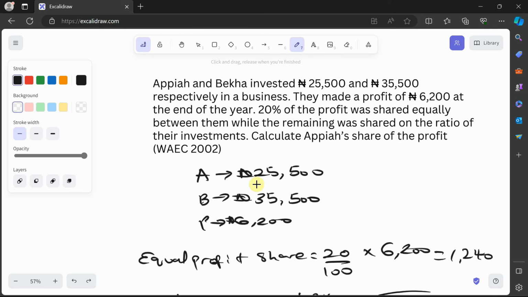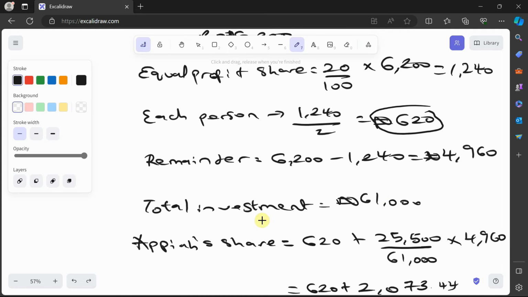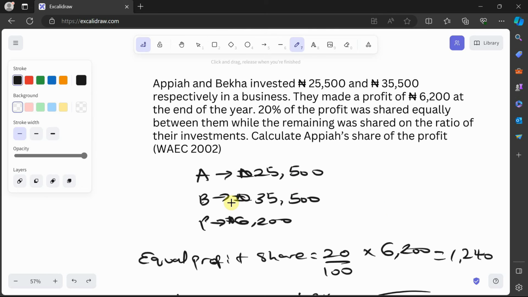But how did we get this? We were told that this guy donated 25,500 towards the business. This guy also brought in 35,500. So he made a total of how much? 61,000. I should have maybe calculated it somewhere at the top here, but that's fine. But the business now made a profit of 6,200. They now said 20% of that profit was shared equally.